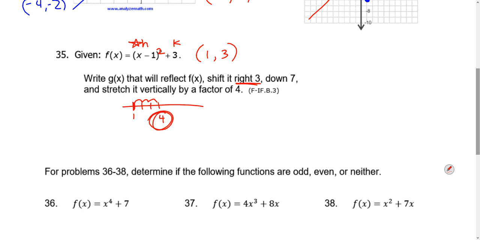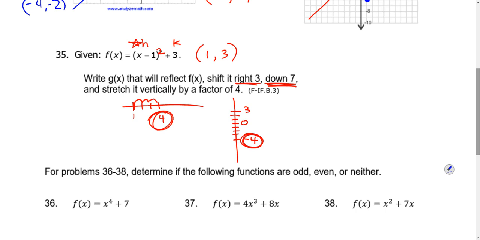And then we're also going to look at the way it's moving vertically. We're currently at 3, and they want us to go down 7. So 1, 2, 3, 4, 5, 6, 7. So if I'm at 3, that's 1, 2, 3. So this is 0 right here. So that makes this negative 4, and we need to use that to write the equation.